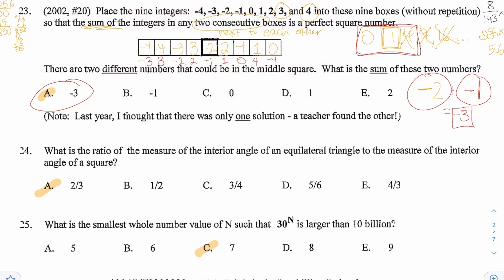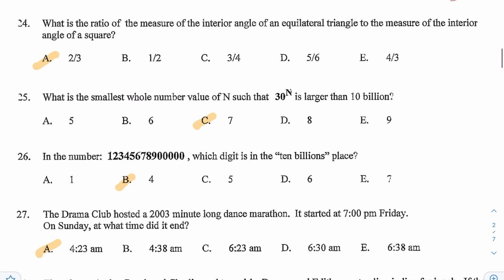Again, for number 23, just guess and check and just follow the rule. Again, here consecutive means next to each other. All right, next for number 24.